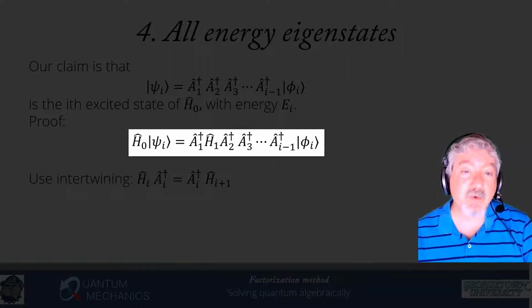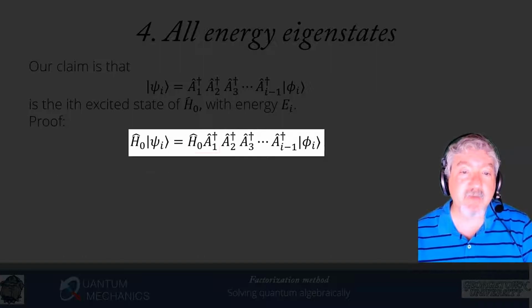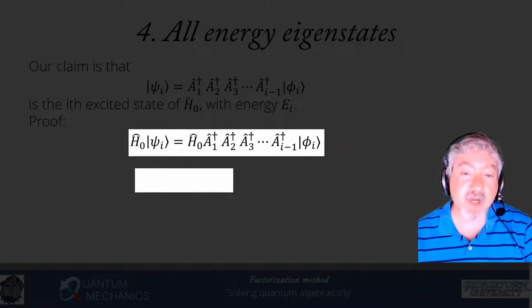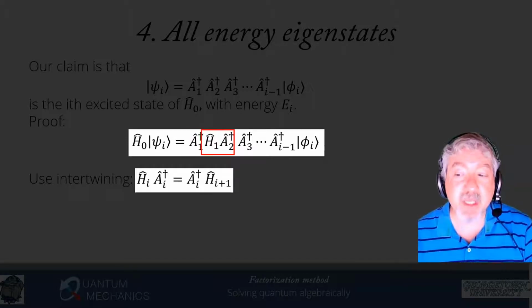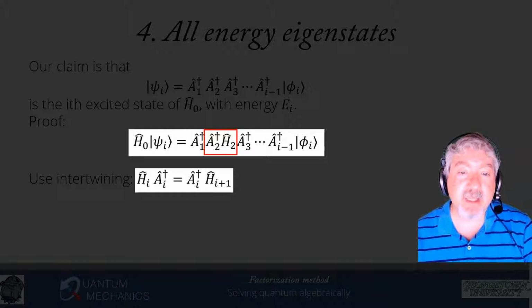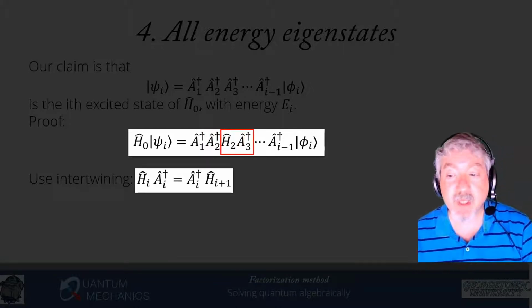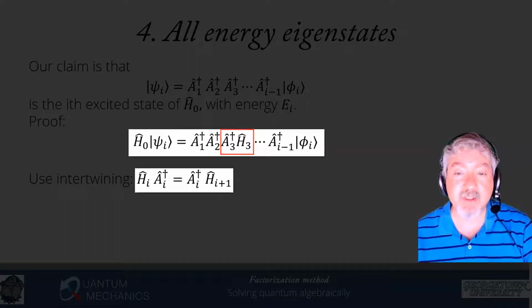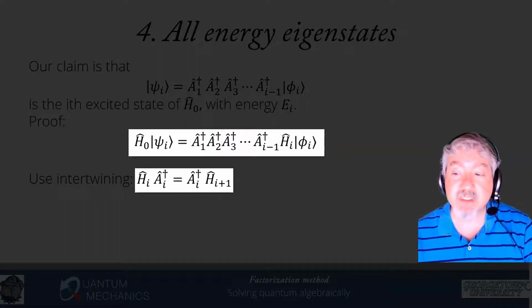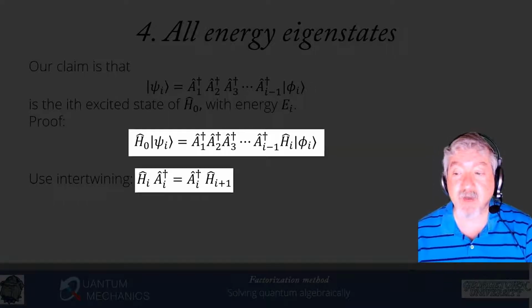And now we're going to do intertwining. Recognize here, I have an H_0 with an A_1 dagger next to it. I can do intertwining and bring that H_0 to the right-hand side, but when I do it, it changes into an H_1. And now the H_1, A_2 is primed for intertwining, so I move that by and I get A_2 dagger, H_2. And now the H_2, A_3 is primed. I move that through, I get the H_3, and I keep going all the way down the chain until I get all the way to the end where it's an H_i acting on phi_i.